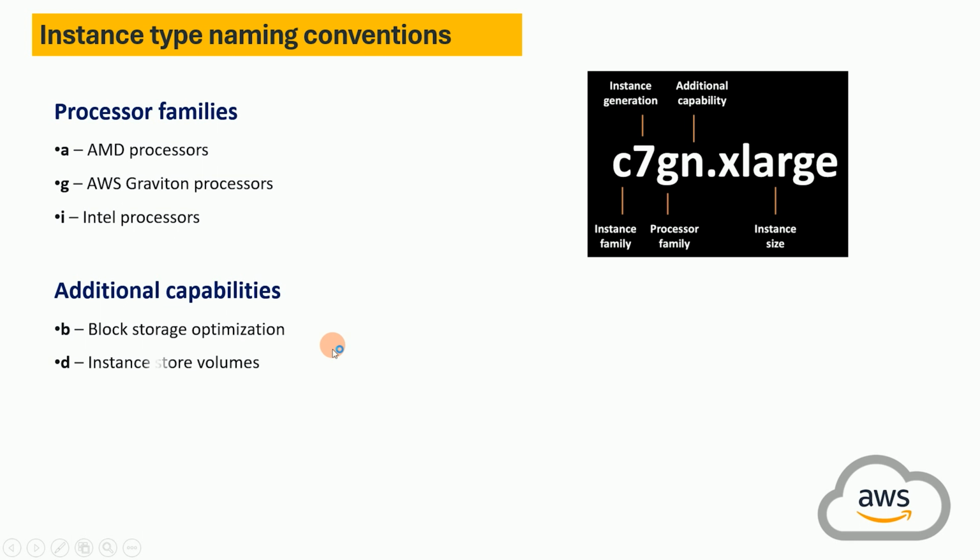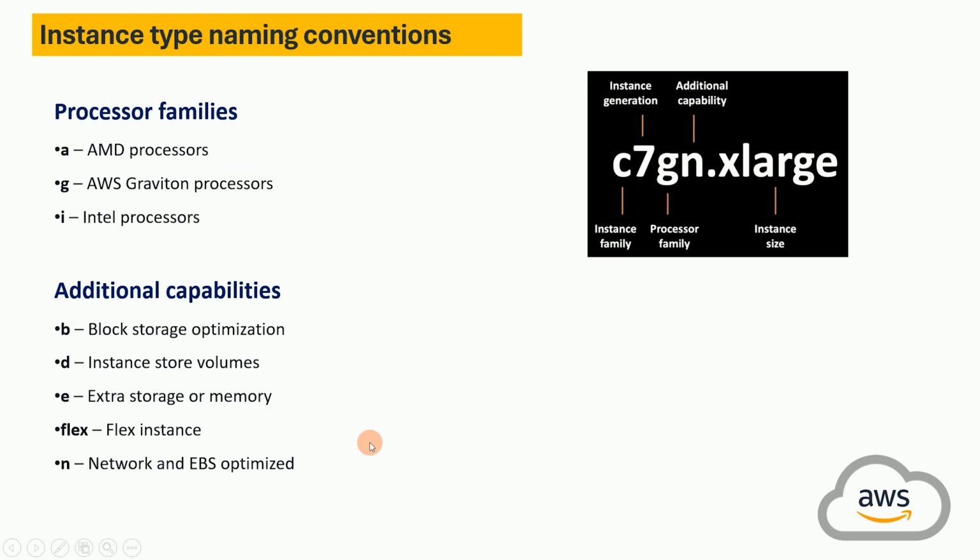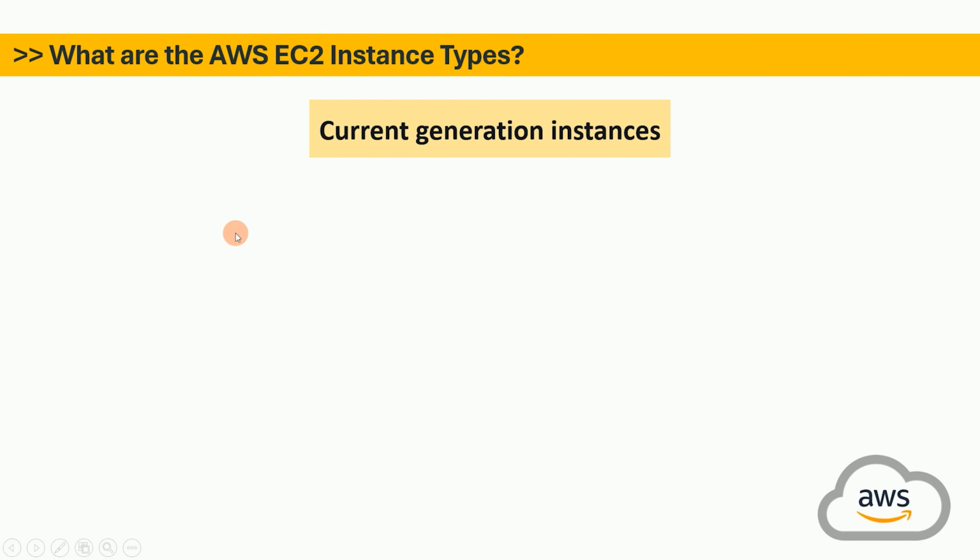Here are few additional capabilities. B, block storage optimization. D, instance store volume. E, extra storage or memory. Flex instance, and network and EBS optimized. So these are few things that you keep in mind while following the naming convention. And Q, Qualcomm inference accelerators. Z, high performance. And now let's see some instance types in AWS.